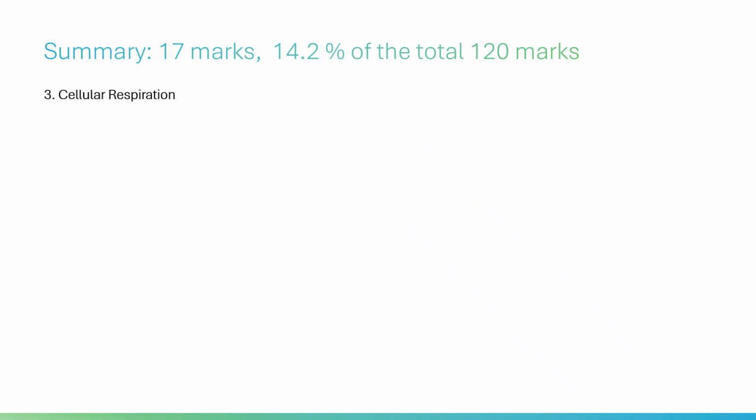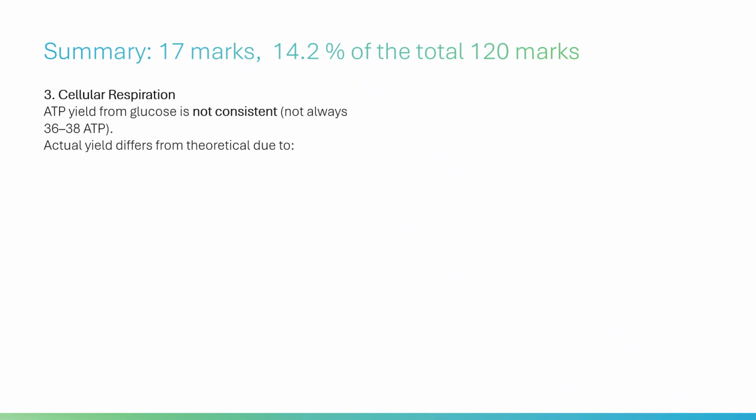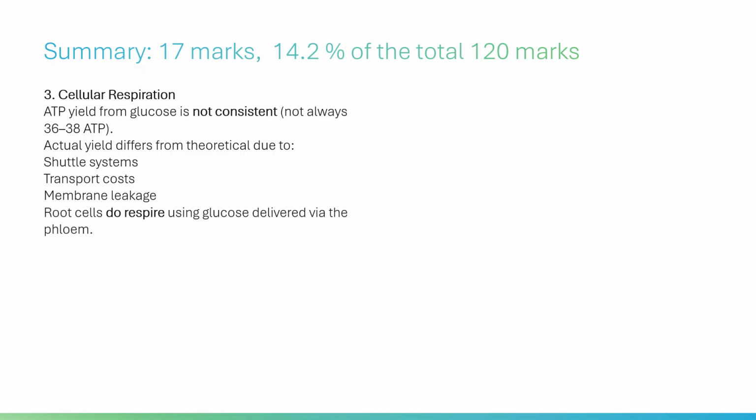Cellular respiration. ATP yield from glucose is not consistent, not always 36 to 38 ATP. Actual yield differs from theoretical due to shuttle systems, transport costs, membrane leakage. Root cells do respire using glucose delivered via the phloem. C3 vs C4 differences apply to photosynthesis, not respiration.